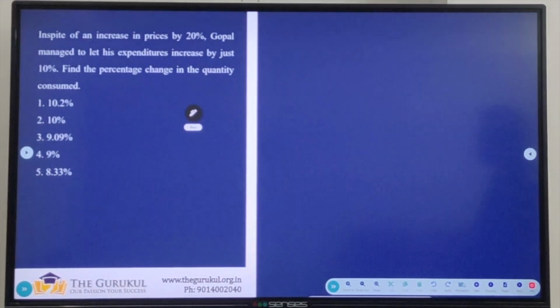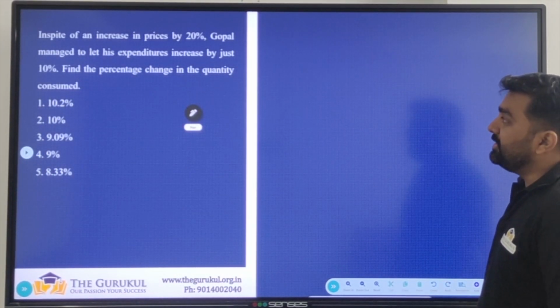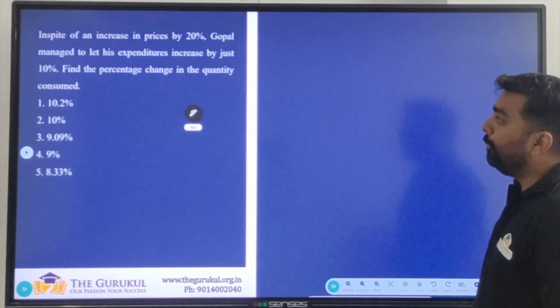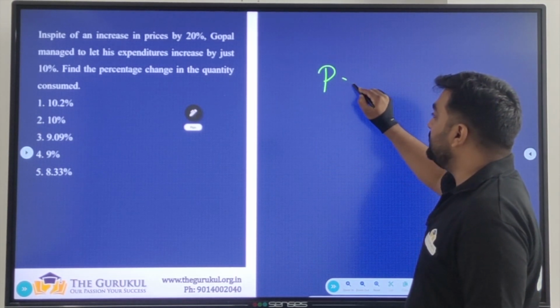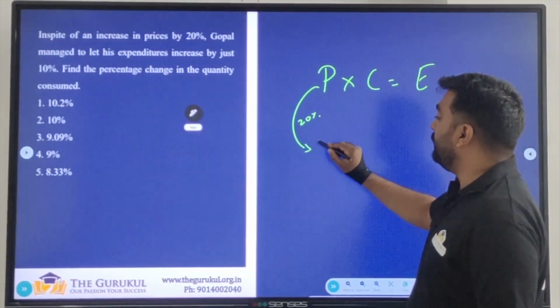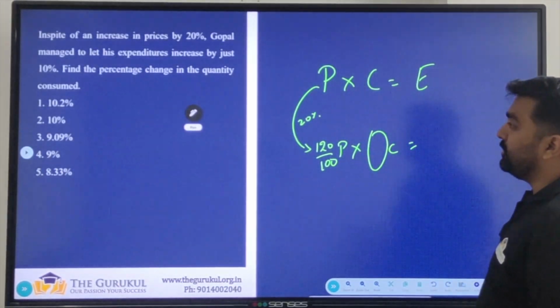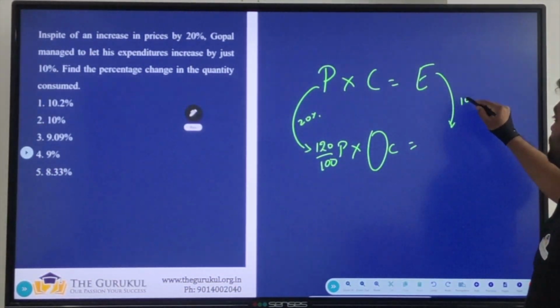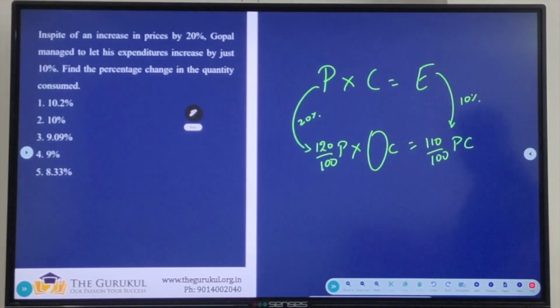Whenever they ask you to find how much increase or how much decrease, they are actually asking you to find the difference value. For the difference value, we need to calculate increase or decrease. In spite of an increase in prices by 20%, Gopal managed to let his expenditure increase by just 10%. Price into consumption equal to expenditure. Prices increased by 20%, which is 120 by 100 P. Something should happen for consumption, we don't know. Expenditure increased by 10%, 110 by 100 PC.